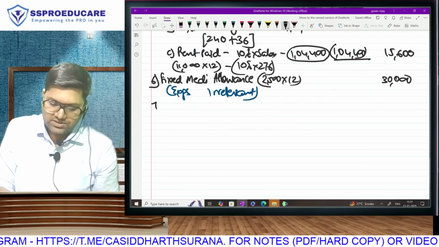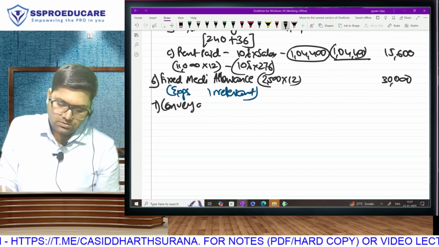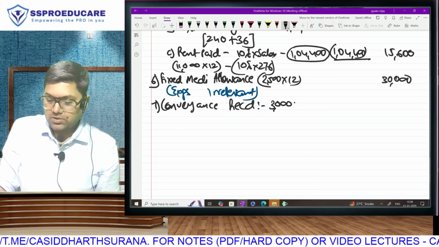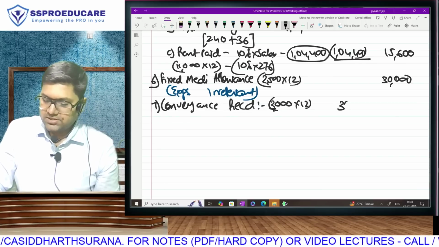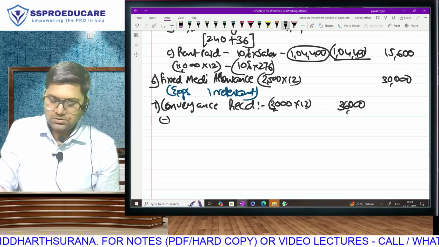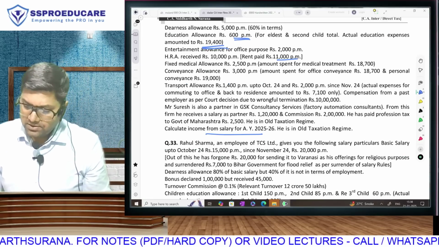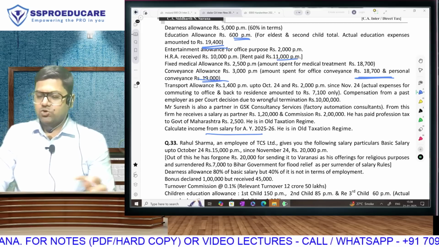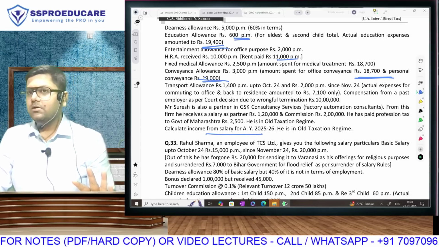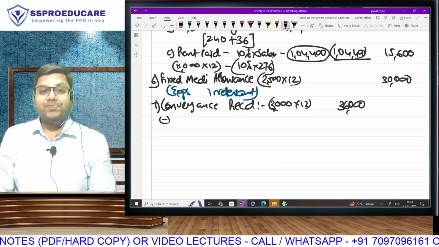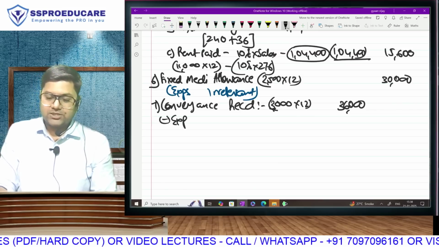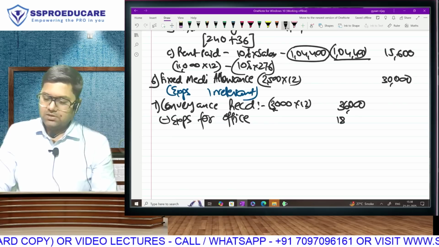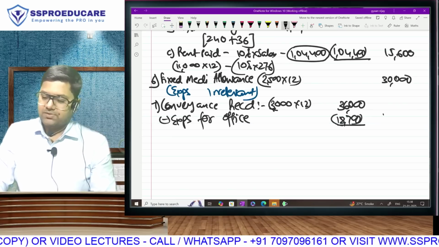Conveyance allowance. How much is the conveyance received? 3,000 per month. So total 36,000 minus, you have spent for office 18,700 and for personal 19. So total expense will be subtracted? No. Conveyance allowance is expenditure based exemption. So we will subtract expense for office use. And the total expense for office use is 18,700, giving you taxable conveyance of.